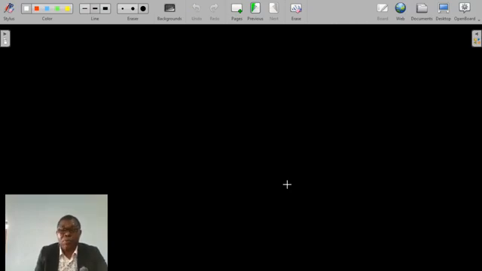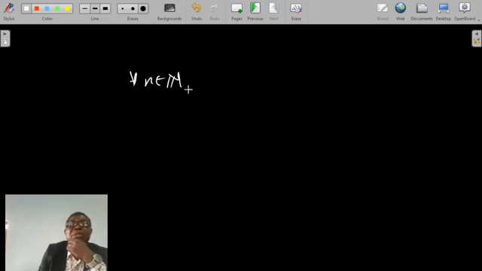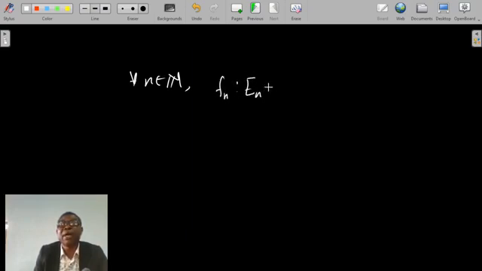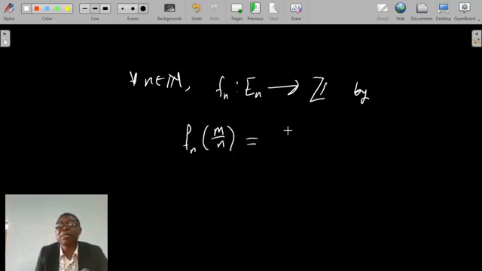That is, for any n in the set of natural numbers, let us define the map Fn from En to the set of integers by Fn of m over n equals m. Then Fn is 1 to 1 and onto.